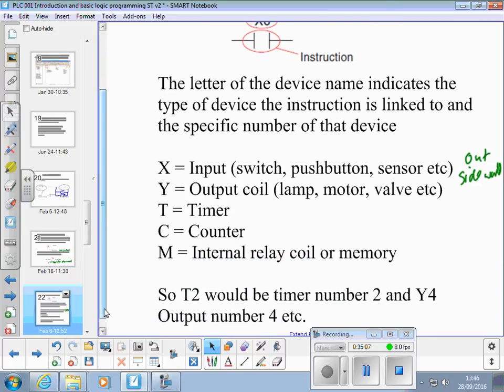And M relays are internal relays. Again, a little bit more about that in a little while. But they're used for internal functions within your program. So T2 will be timer number 2, and Y4 will be output number 4, etc.